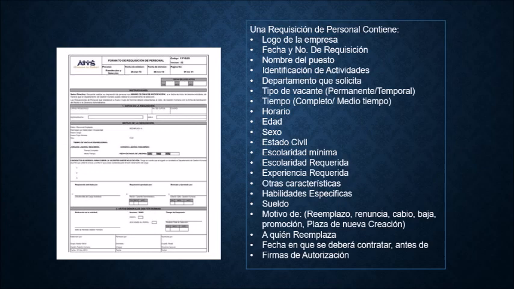The request contains company logo, date and requirement number, job title, identification of activities, department requesting, type of vacancy (permanent, temporary, full-time, part-time), program, years, sex, civil status, minimum schooling, schooling requirement, experience requirement, other features, specific skills, salary, reason for replacement (resignation, recess, removal, promotion, new creation), position, who he replaced, and the authorization signature.